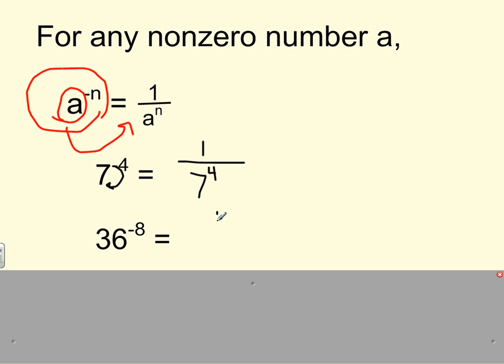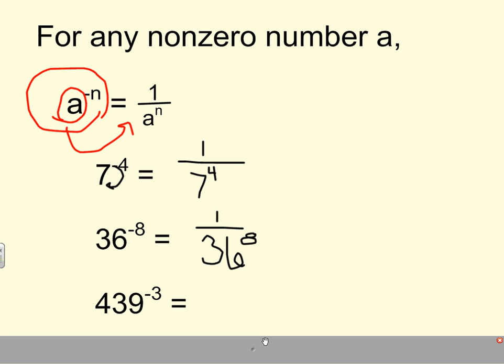What you should have gotten is 1 over 36 to the positive 8th power. The negative tells us it goes at the bottom of the fraction, and the power becomes positive, so it's just 8 instead of negative 8. One more. Try that one, see what you can get. And we should end up with 1 over 439 to the 3rd power.